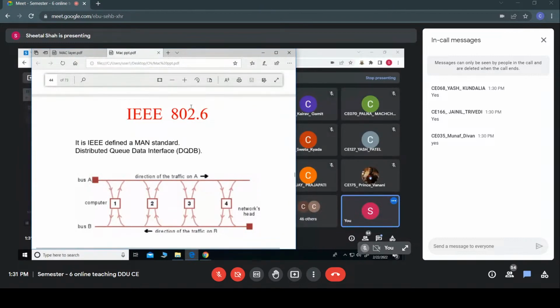Okay. So in our last lecture, we had already gone through IEEE 802.3, 4, 5, etc. And we saw different types of protocols, that is token bus, token ring, then CSMA/CD, CSMA/CA, etc. All these things we have discussed, and those were used for local area networks.